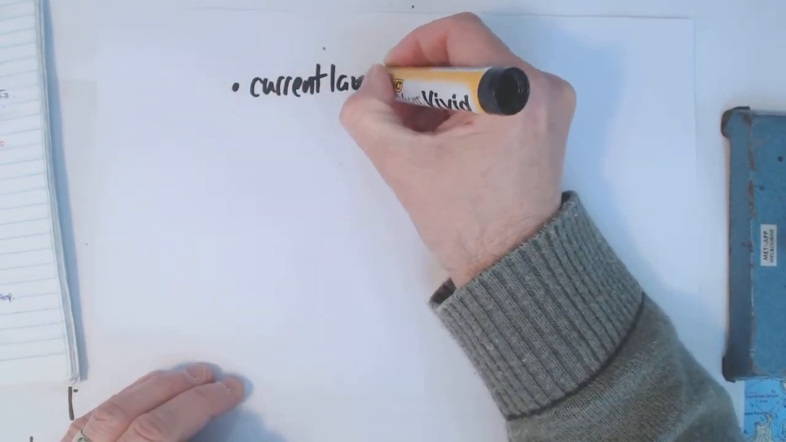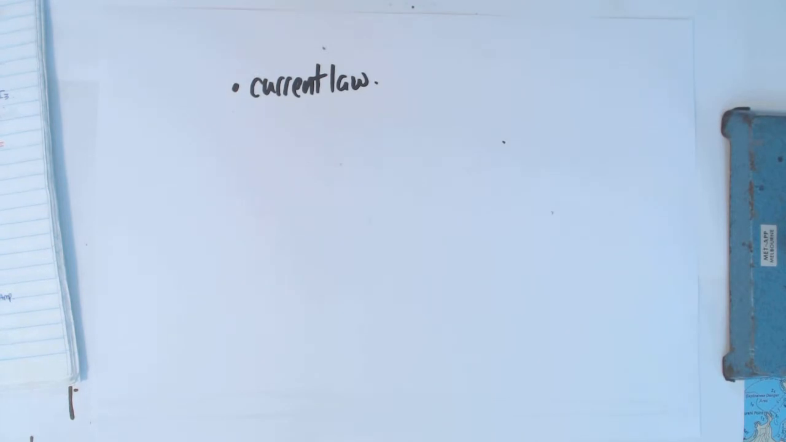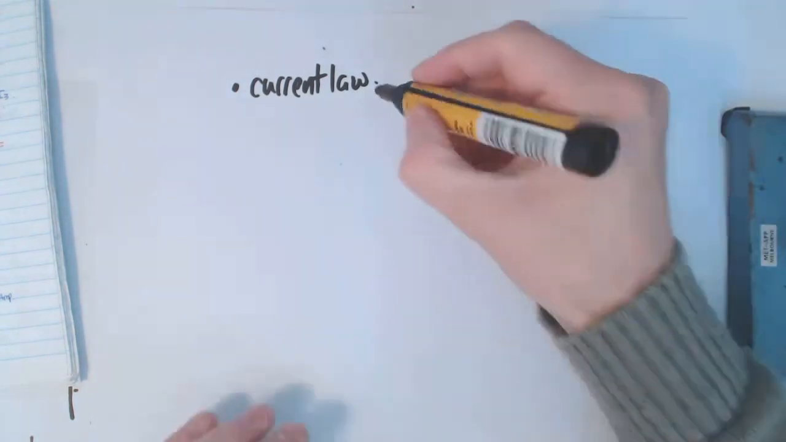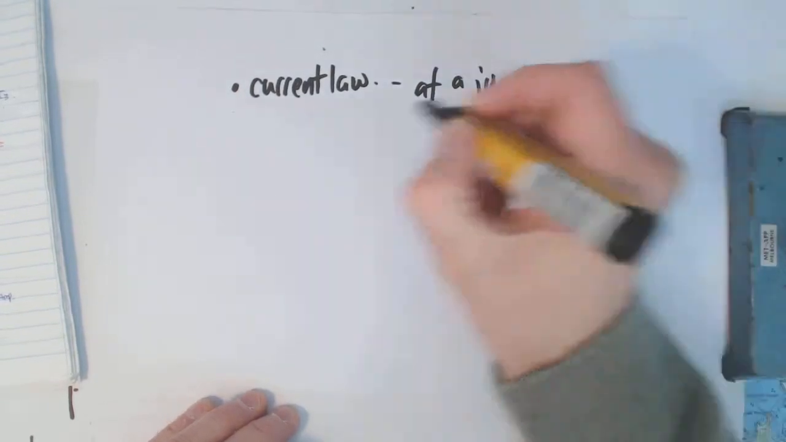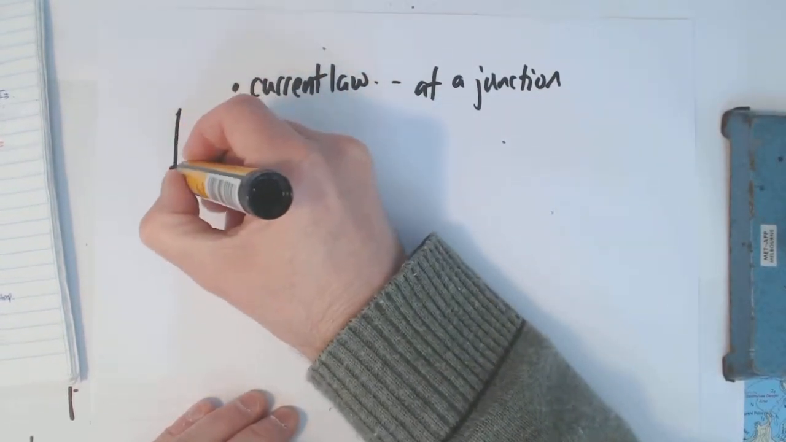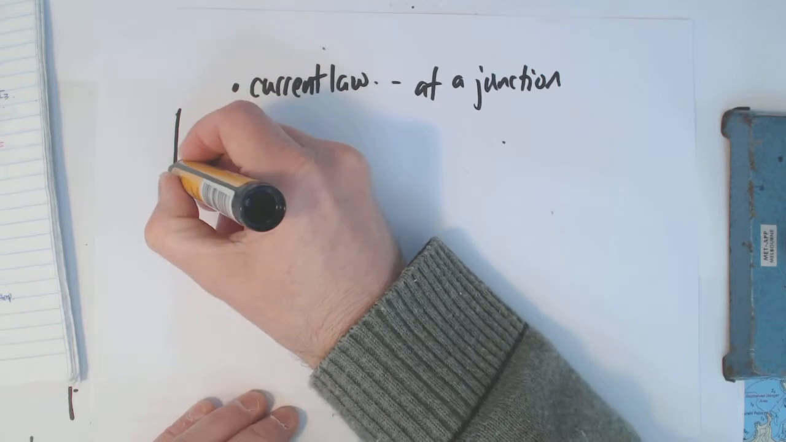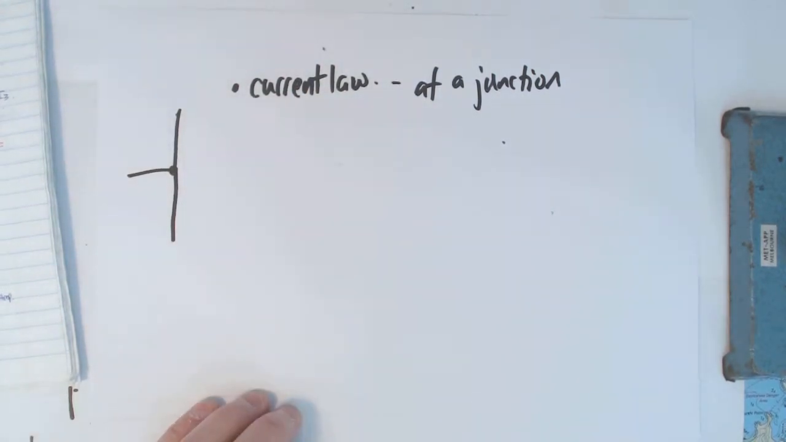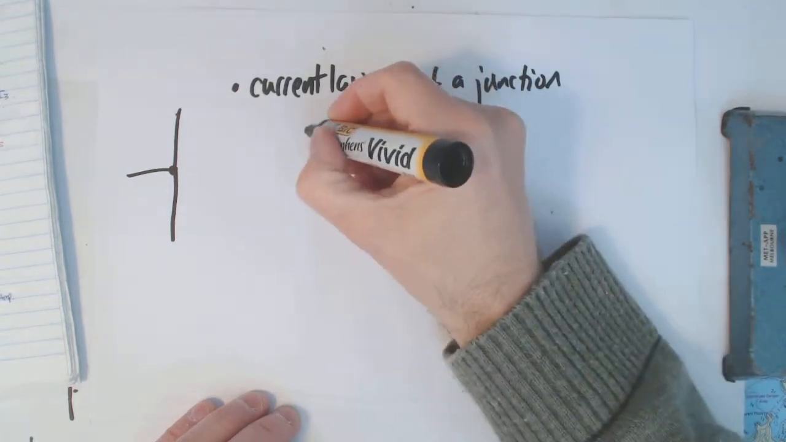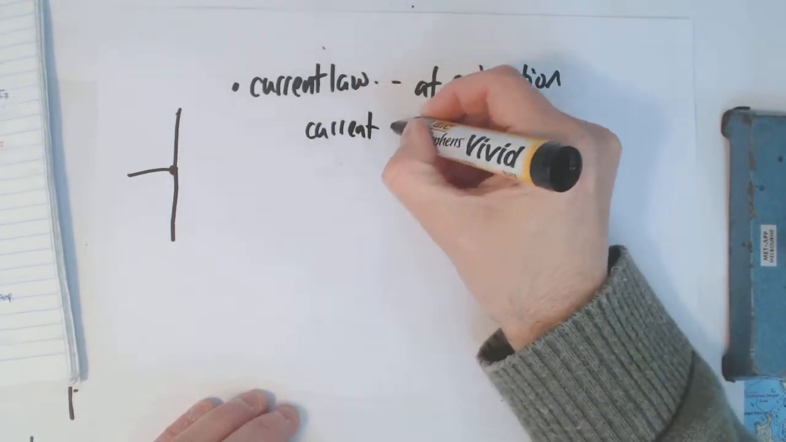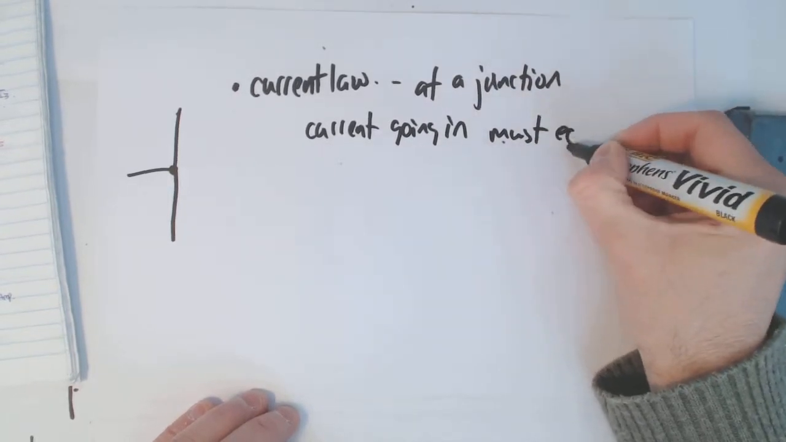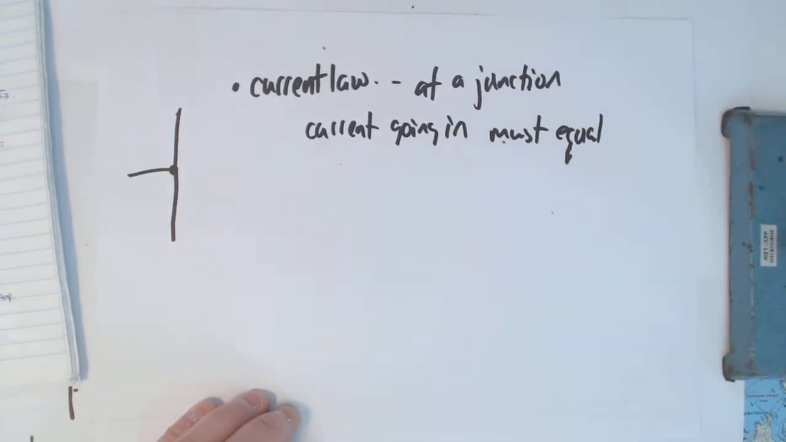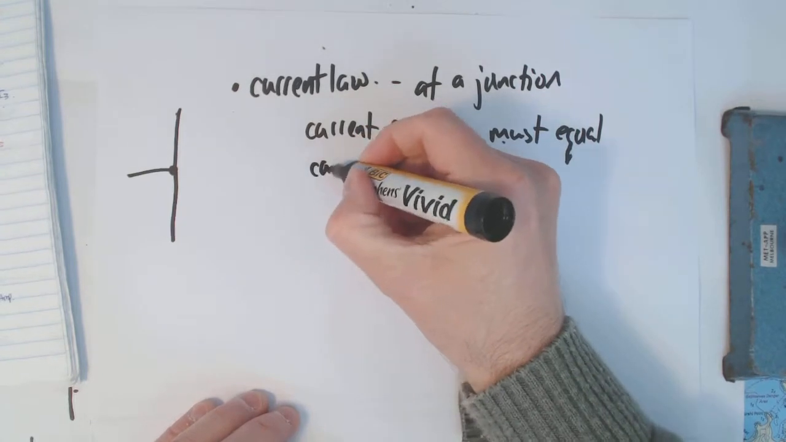Now, the current law is the other one. And it basically says, at a junction, what's a junction? It's where you've got maybe 3 wires joined together, right? Or what have you. Junction. It says current going in must equal current going out.